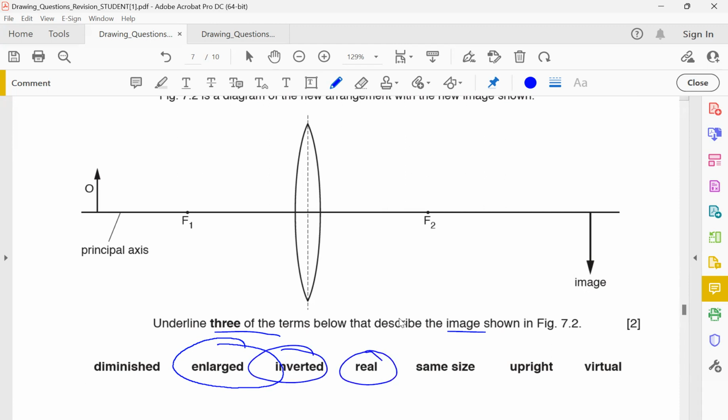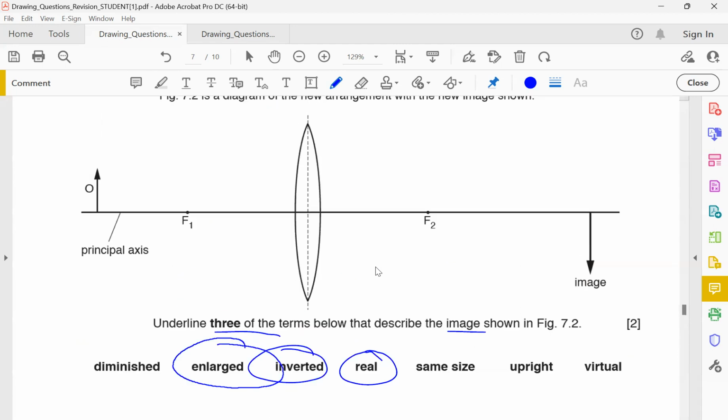Guys, in your exam, if they ask you whether the image is real, how do I know whether it's real or not? Yeah, the image is real if it can be projected onto the screen. If it cannot be projected onto the screen, it's virtual. I've said this, hey guys, this question always comes out. They ask you, is the image real or virtual? And you're supposed to explain why. You're going to say that it's real because it can be projected onto the screen. It's virtual because it cannot be projected on the screen. Then you get your 3 marks already.